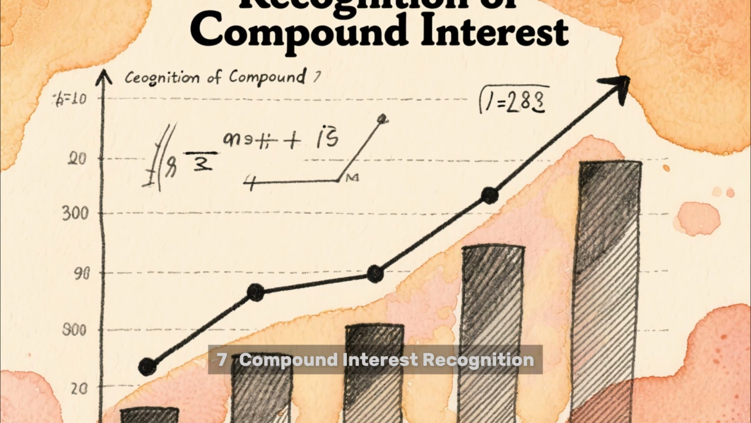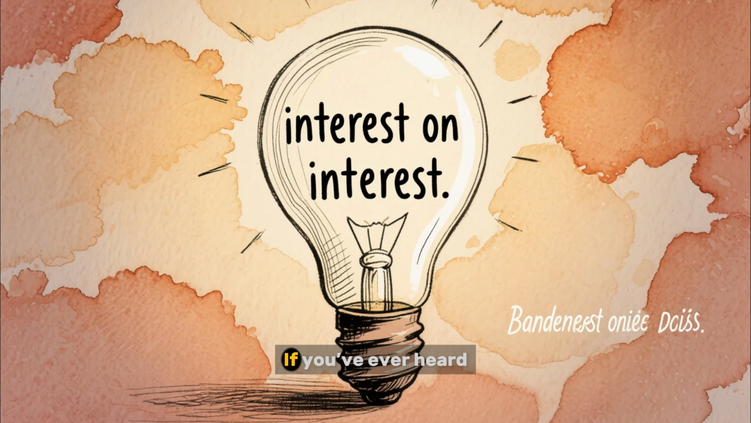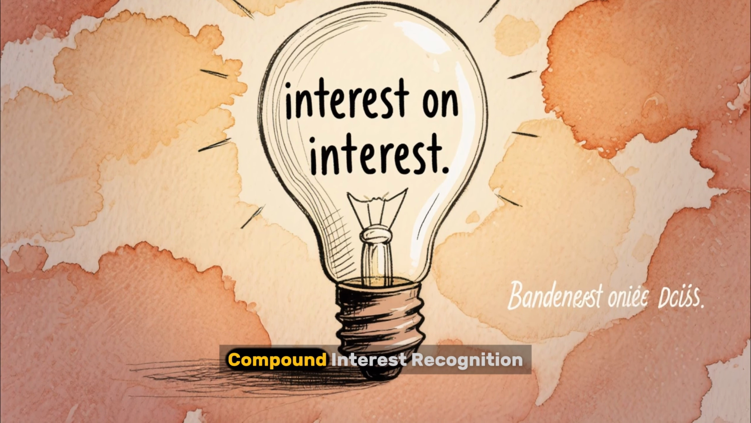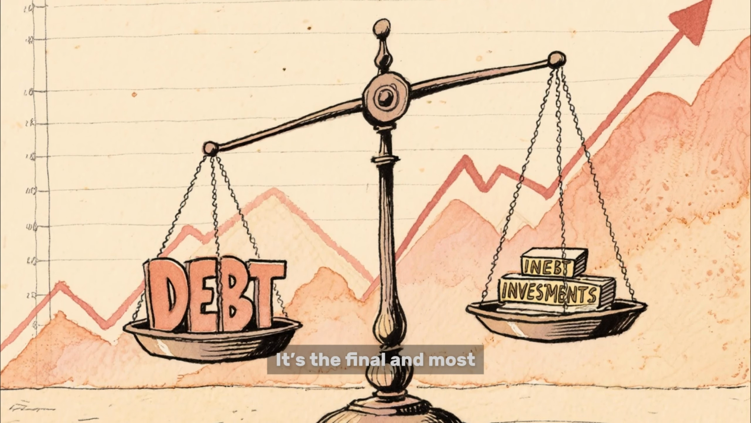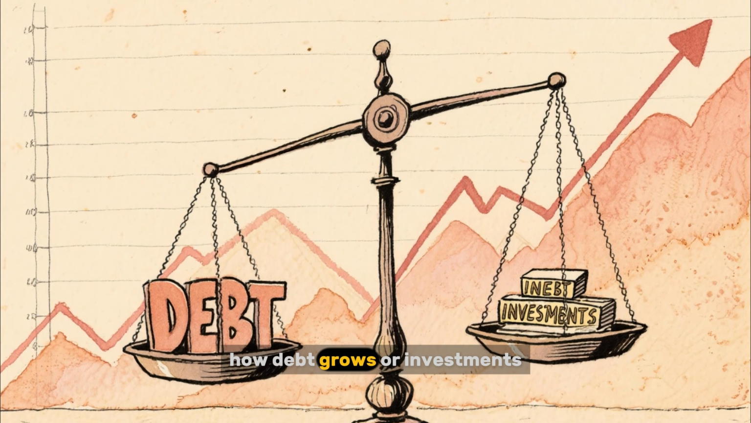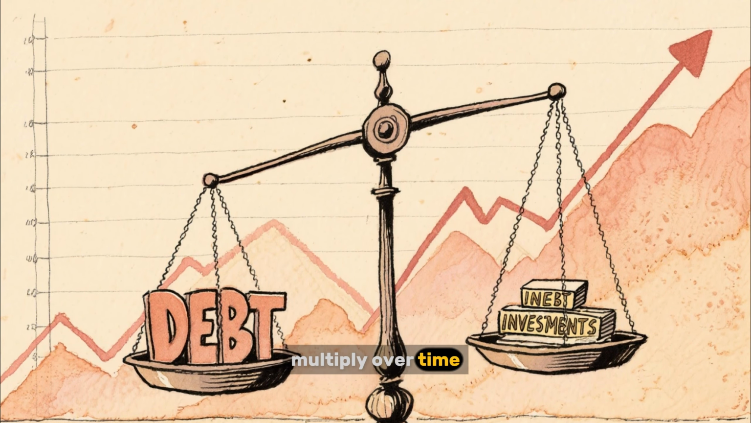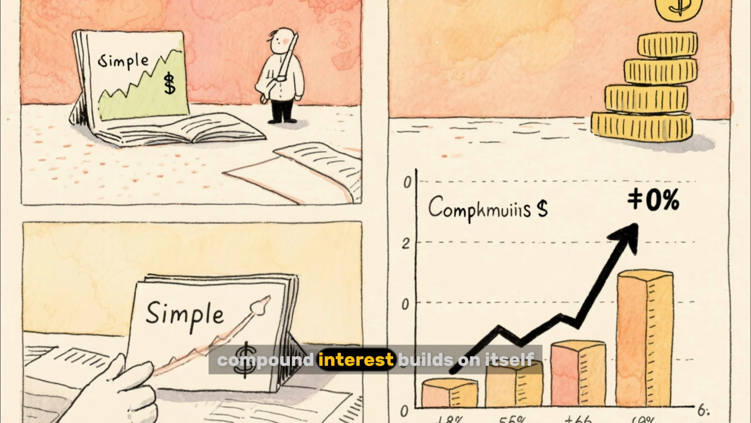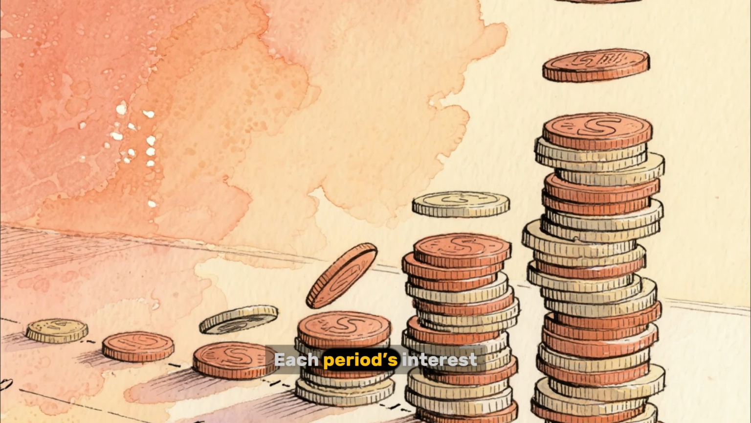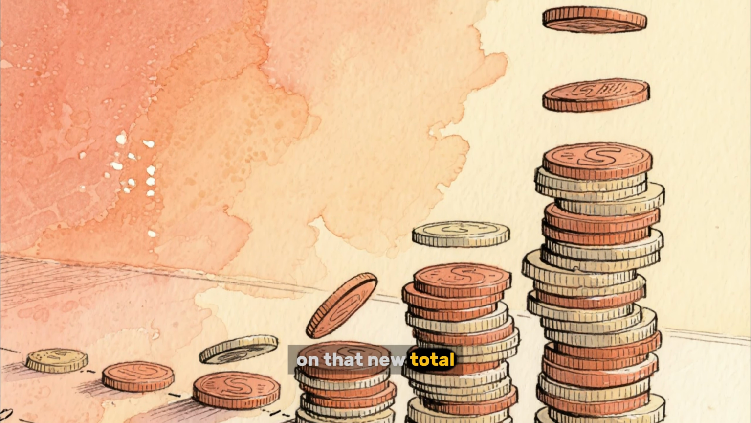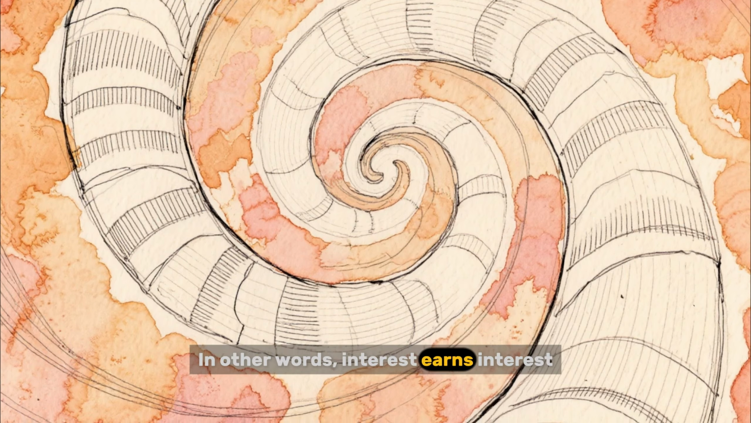7. Compound interest recognition. If you've ever heard the phrase interest on interest, you already understand the essence of compound interest recognition. It's the final and most dynamic method of accounting for interest, the one that truly shows how debt grows or investments multiply over time. Unlike simple interest, which is calculated only on the original principal, compound interest builds on itself. Each period's interest is added to the balance, and the next round of interest is calculated on that new total. In other words, interest earns interest.